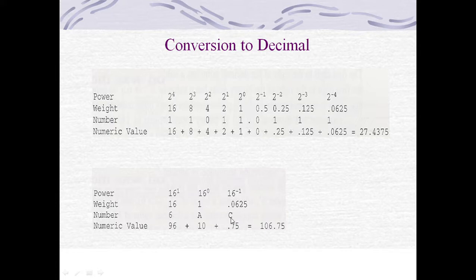After multiplication with 12, we get 0.75, and here we multiply this one with A. A is equal to 10 because that represents the 10th digit. So we get 10 here, and this is a digit in decimal system. So we just multiply 16 into 6, so we get 96. Add them and we get this value which is in the decimal system.